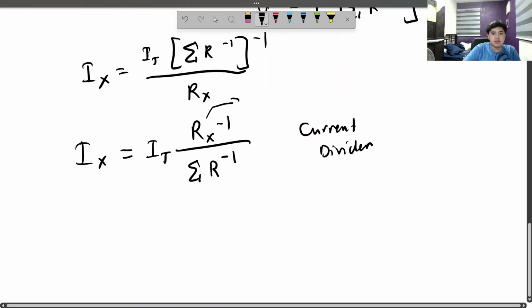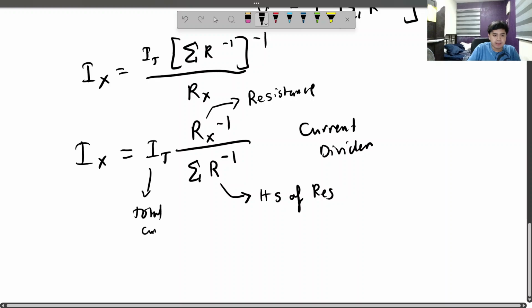R_x is the specific resistance you want to find the current of in a parallel circuit. This is the harmonic sum of the resistances, and this is the total current in the circuit, while this is the specific current that we want. So that is going to be the voltage divider law and the current divider law. I hope I explained correctly, and I will see you in the next video. Bye.